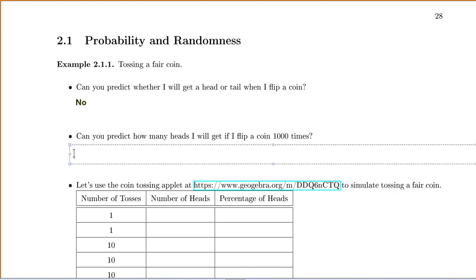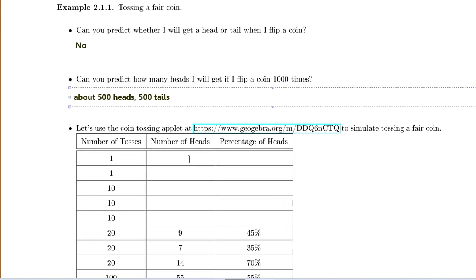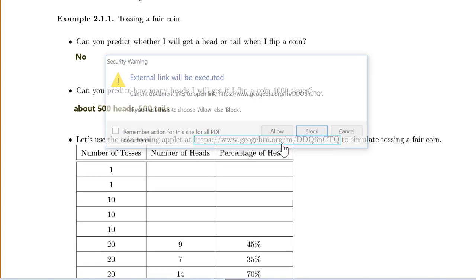But could you predict how many heads I'd get if I flipped a coin 1,000 times? Well, if it's a fair coin, I should get about half heads, half tails, so I should get about 500 heads and 500 tails. So let's use this coin tossing applet to simulate tossing a fair coin. And let's try and toss it 1 time or 10 times, etc.